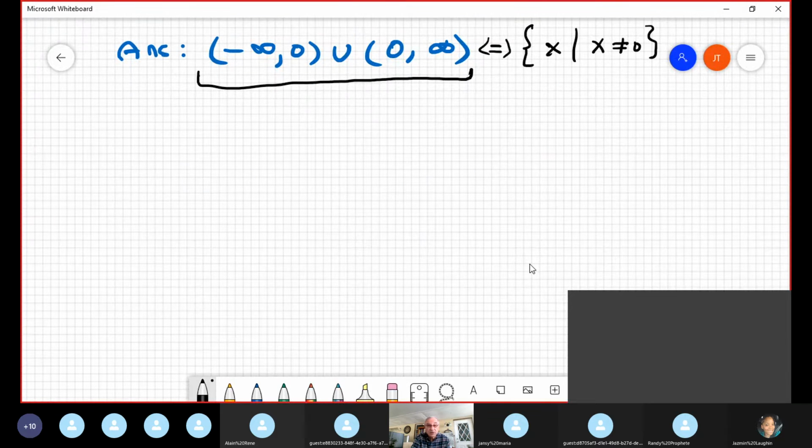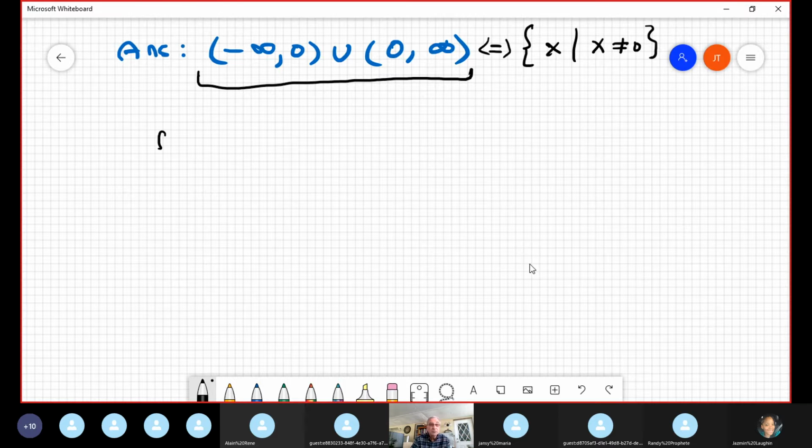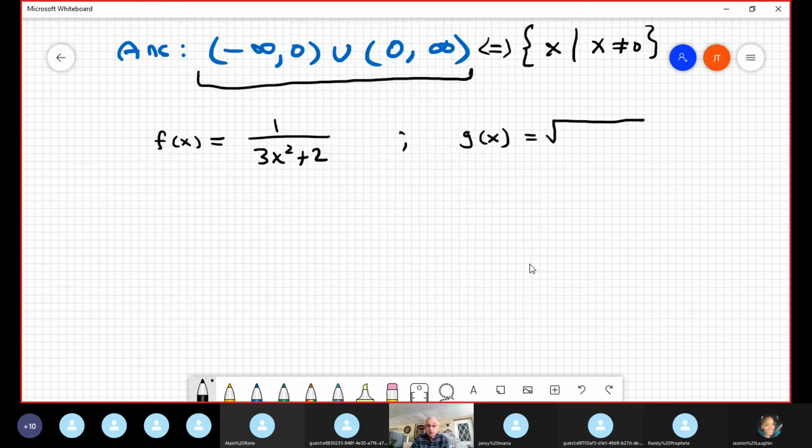Actually, in the test you can see something like that. For example, you have two functions. f is 1 over 3x squared plus 2; another function is g, square root of 5x plus 4. And I want to find f multiplication g. And remember, exactly the same: answer with the new expression and state its domain.